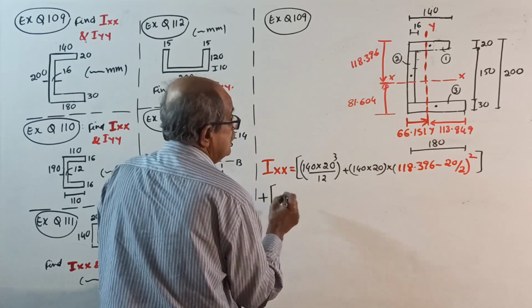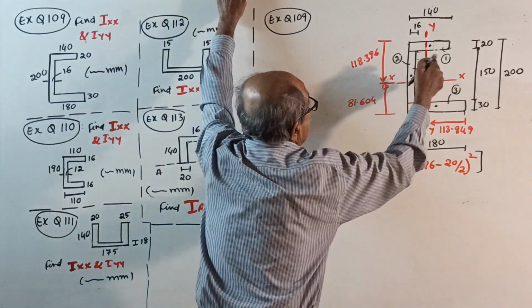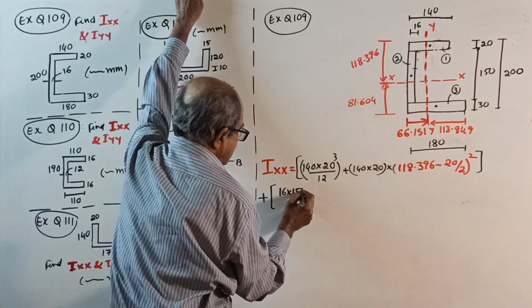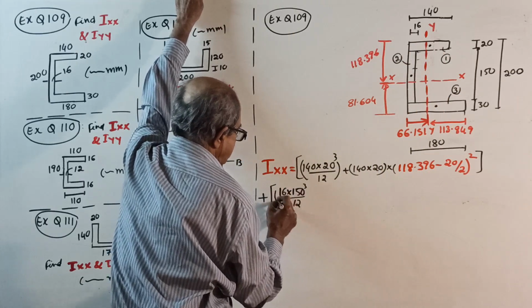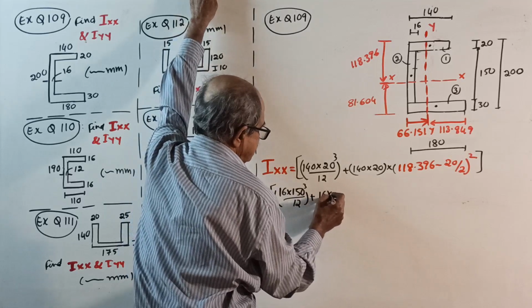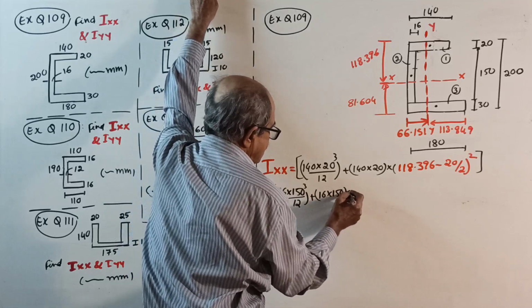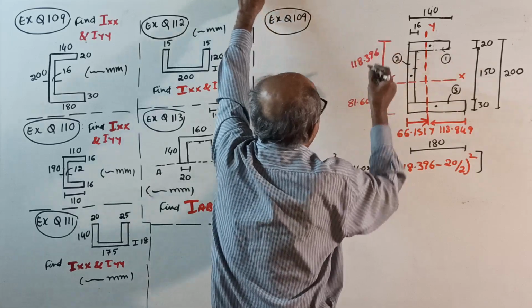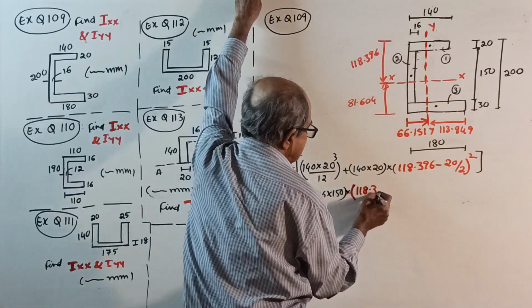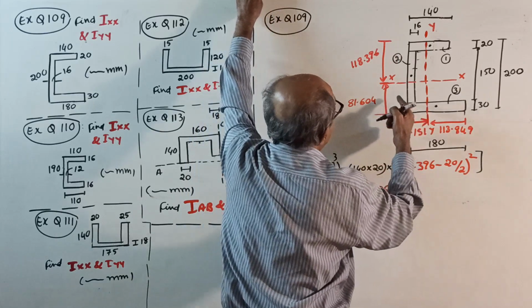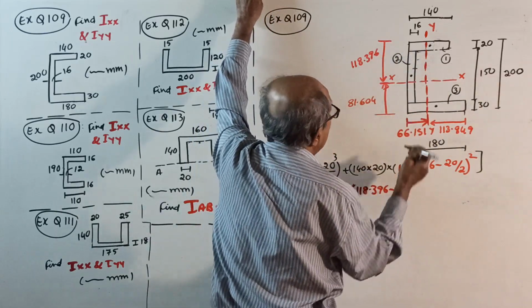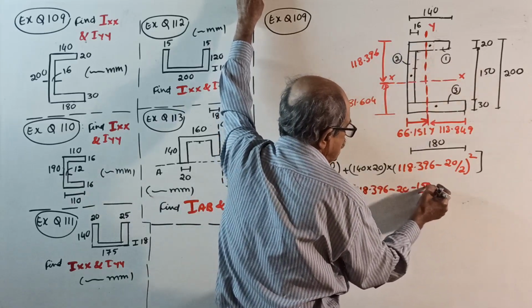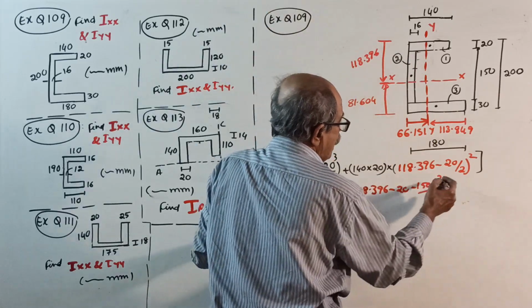Plus for the second one, 16 into 150 cube by 12, that is Ig, plus area, 16 into 150 is the area, into 118.396 minus 20 minus 150 by 2 whole square. Why, you should think it.